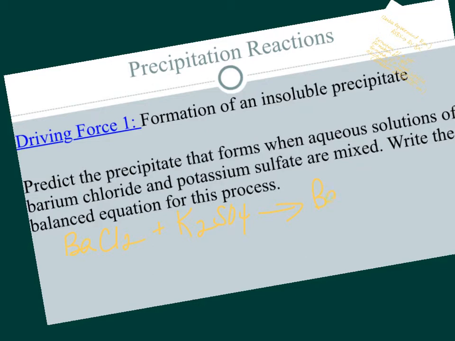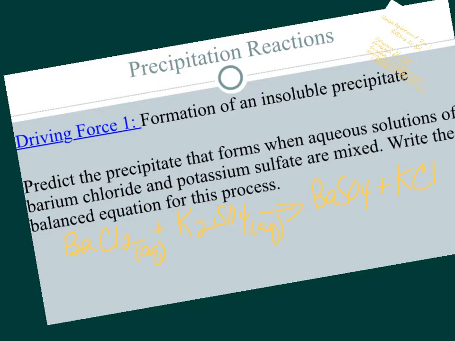Now they're going to switch partners. Ba is going to hook up with the SO4. It's +2 -2, so it's a 1-to-1 ratio. And the K is going to hook up with the Cl, so that's a +1 -1. It's a 1-to-1 ratio. We said that these were aqueous solutions, so we should have aq written here.